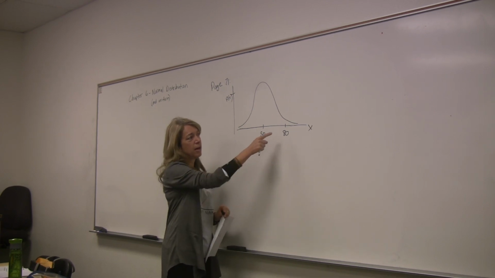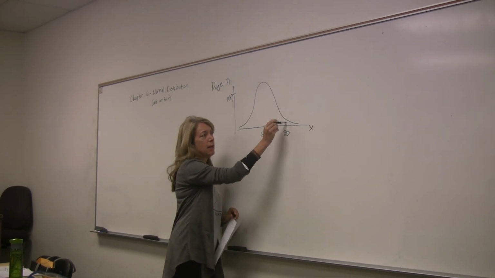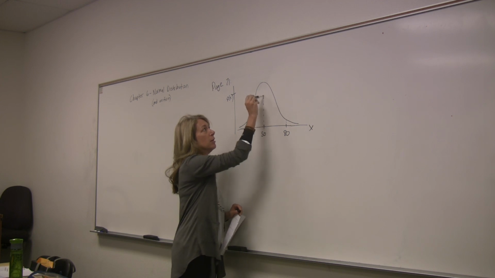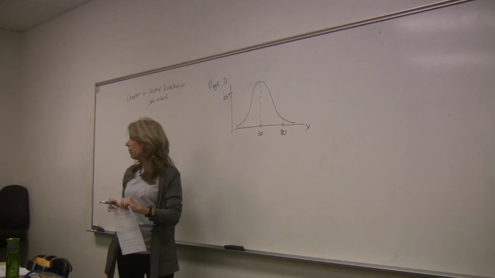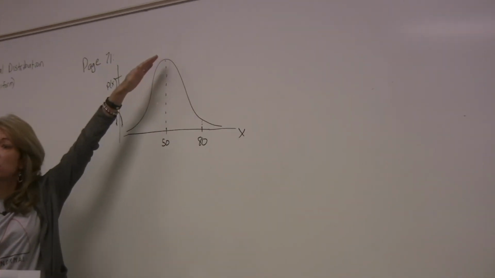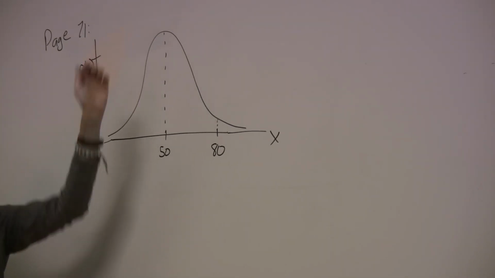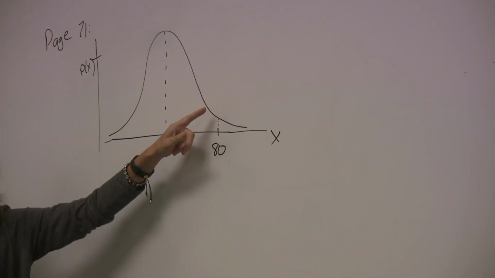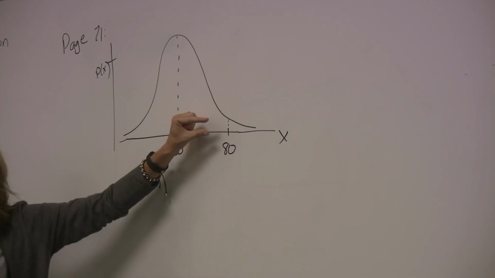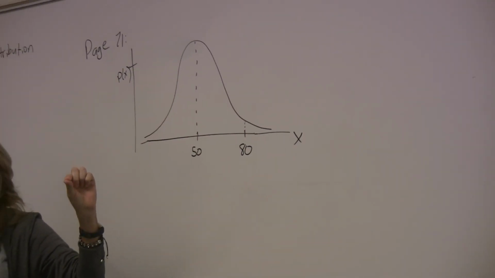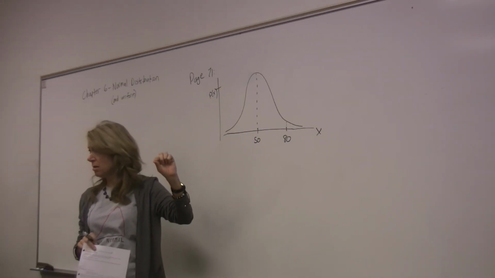If 80 is over there, the height for 80, this little height here, is much smaller than the height here. The height is your probability. So this has a bigger chance of getting 50 tails out of 100 than there is to get 80 tails out of 100. It's a smaller height. That means it's less likely to happen. Is that okay?